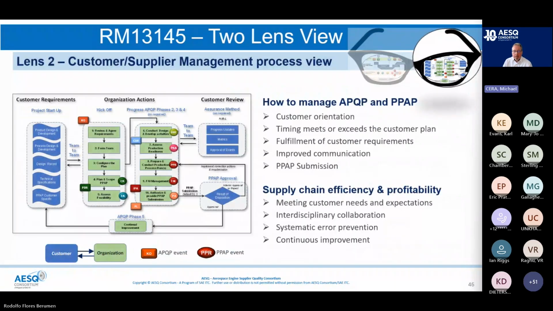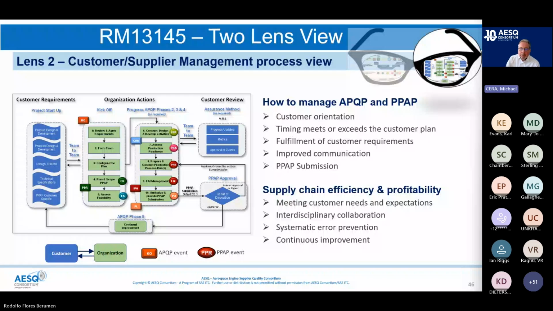The customer and supplier management process view. In this view, the interfaces between customer in blue and organization in green become clear. Your organization may be the supplier for your customer, or you may be the customer in the supply chain who commissions a subcontractor. For the customer in blue, you can see the customer requirements on the left and the customer review on the right. The organization in green, your processes, is in between and goes from the kickoff to the production launch. And again, APQP events and PPAP events support the process steps.